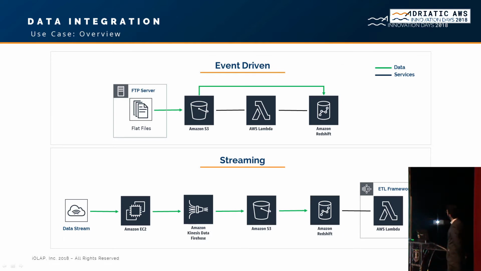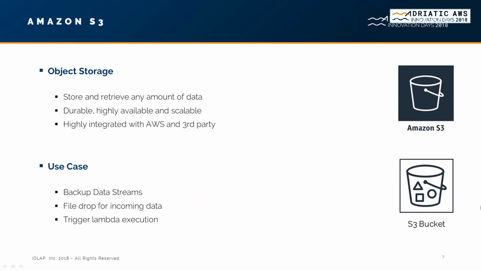Okay, so let's start deep diving in each component. So the S3 is the object storage. We will use it to store any kind of data. Here, mostly the landing files that we are getting from the outside world. So for the event-driven process, we are using it as a file drop for the incoming data, and immediately as the file drops, it triggers a Lambda execution. So immediately the data is going to be cleaned up and stored into Redshift.